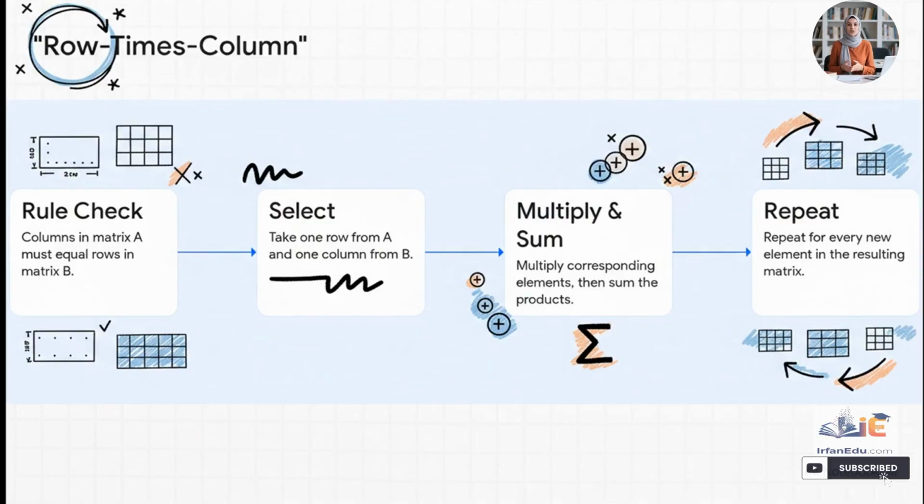Well, we follow something called the row times column rule. To get just one number in our new matrix, we take a row from the first matrix and a column from the second. Then you multiply their matching elements, first with first, second with second, and so on. And then you add all those little products up. And that sum is your new element. You just repeat that dance for every single spot to build the final matrix.